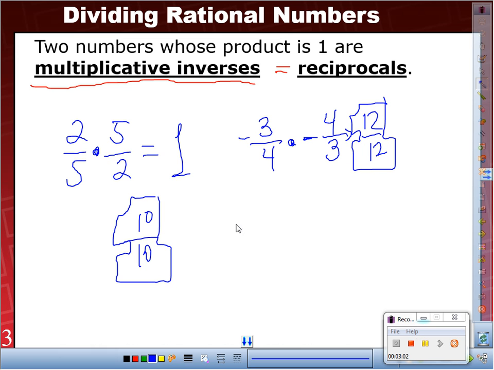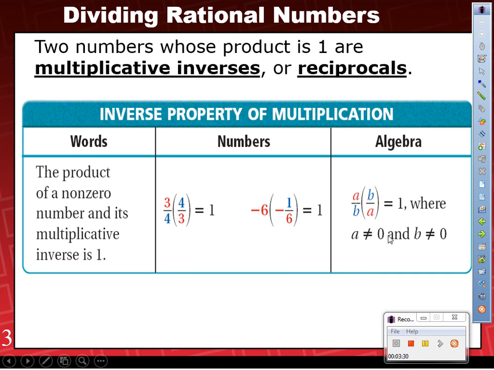What if I had 6? The reciprocal would be 1/6, because 6 has a 1 under it like that, and this becomes 6/6, which is also a 1. Copy those examples, please, on the Q side.